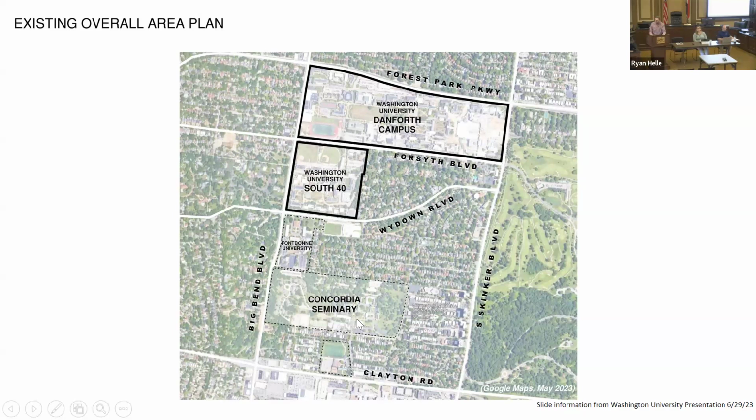And then the Concordia Seminary site, which we'll talk about quite a bit tonight, is located right here on Big Bend. We're specifically going to be talking about, or primarily the western side of the site, where we are seeking to consider this overlay, and then down to the south here on Clayton Road. Another site that's important to talk about because there are some uses that would be impacted by recreational activity here is the former CBC site, or the South Campus that Washington University has.